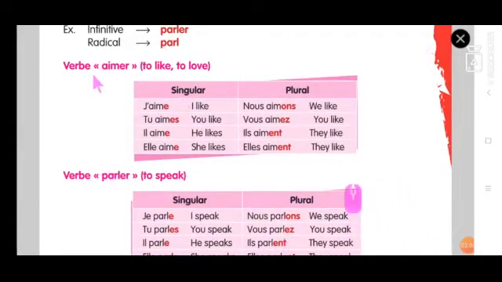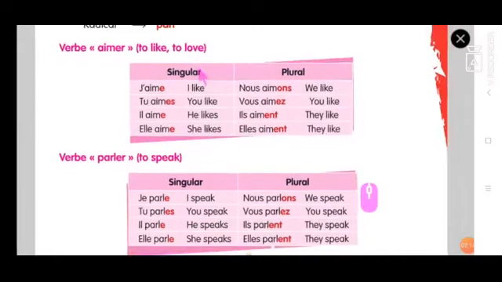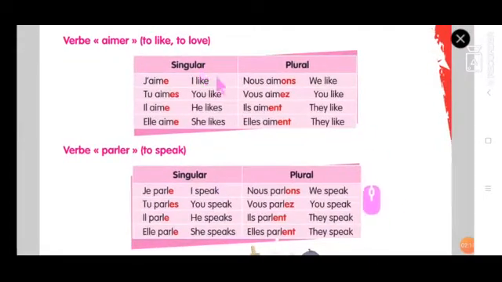Now the verb aimer, to like, to love, that's the meaning of the verb. The left hand side which is given is singular and the right hand side is plural. If you learn this, you have two exercises to be covered. One is the conjugation exercise and another one is singular to plural. So two exercises we can cover.